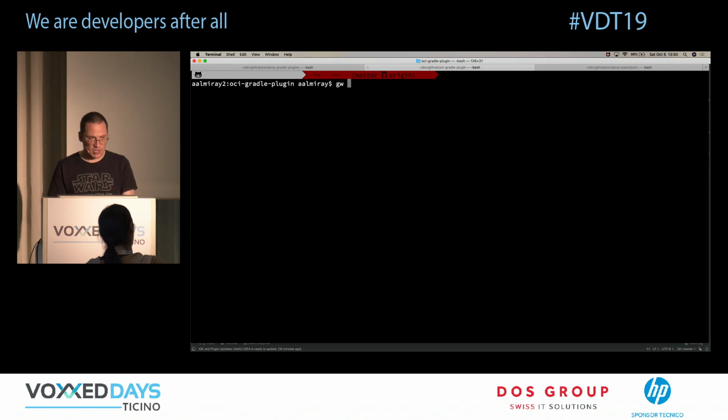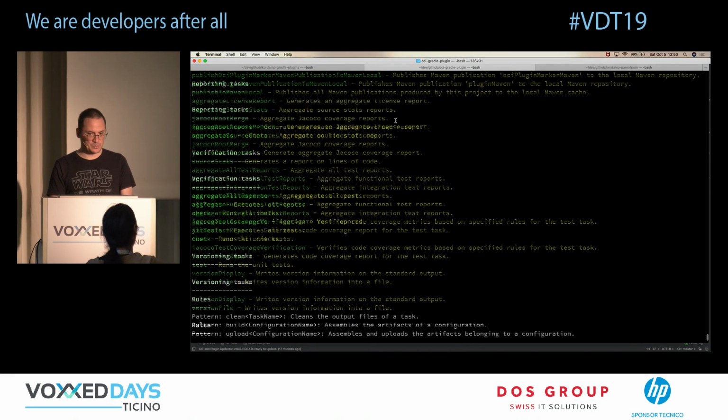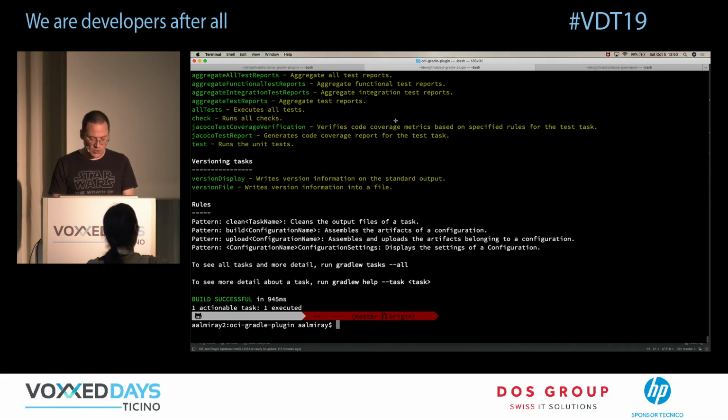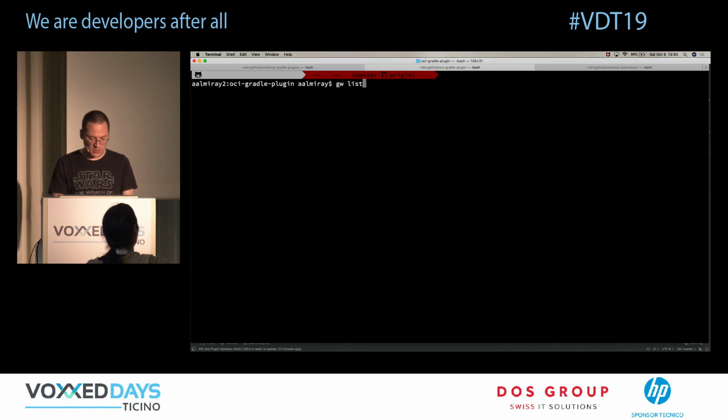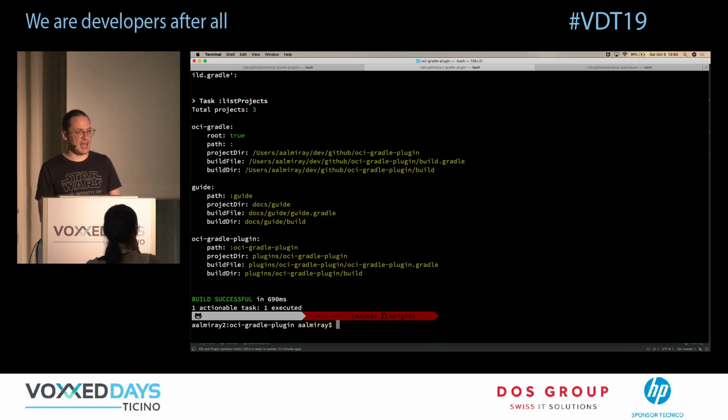I have an alias for the Gradle wrapper, and the DSL also allows me to have additional tasks. So this is generic from Gradle: it asks for all the tasks that I have access to. There are plenty of them for the root. But I can also say something like list all the projects. This is a new task added by these plugins. It tells me that I actually have 3 projects: root, guide, and the actual plugin.